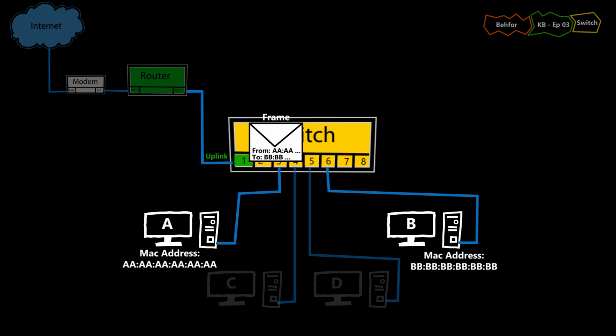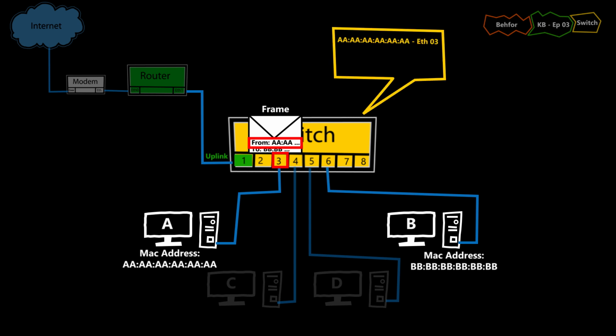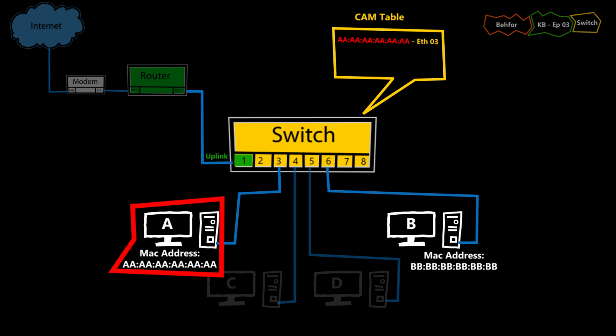Then the switch is going to add the sender's MAC address and also the port number the frame was received on in a table called the MAC address table or the CAM table. In other words, the switch learns that this MAC address is connected to this port and it will use this information later in future communications.